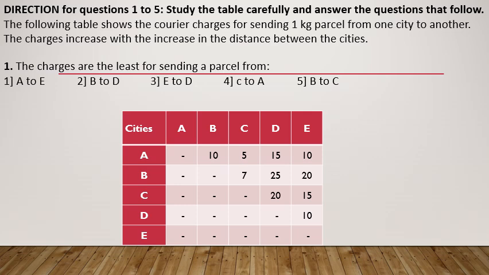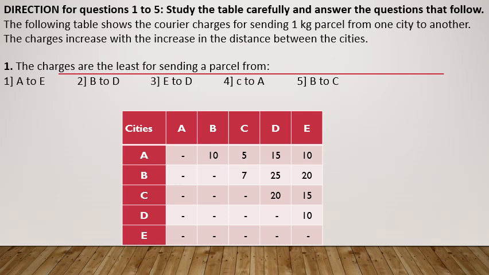There are respective values, like if you talk about A to A, the value is null. A to B, the value is 10. A to C, that is 5. C to A, that is null. C to B, that is null. C to C, that is null. C to D, that is 20, and C to E, that is 15. So based on these kinds of values we have to give the answers.